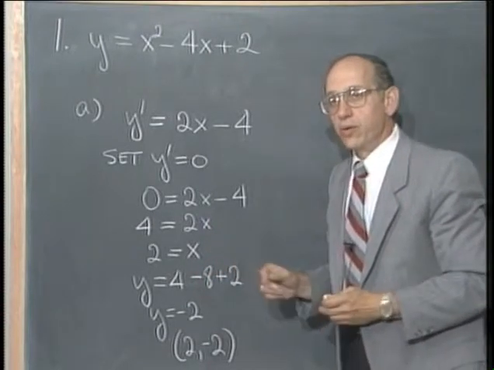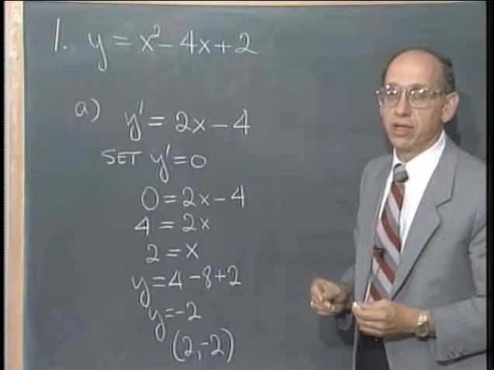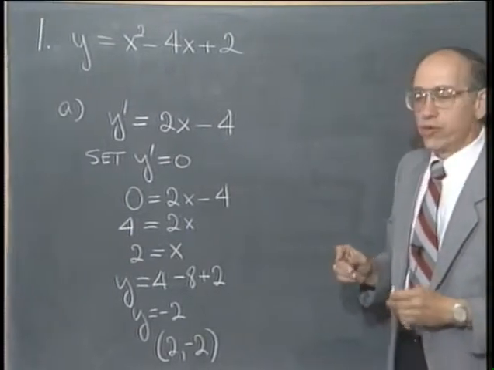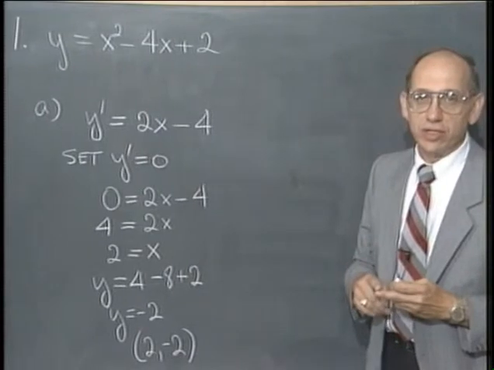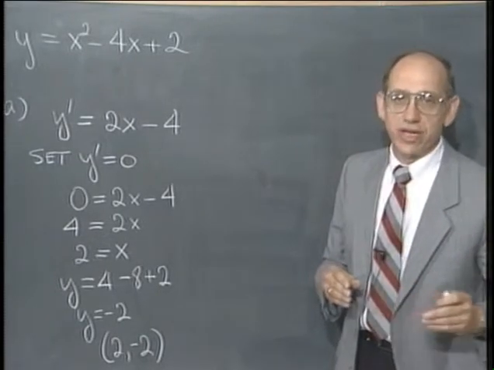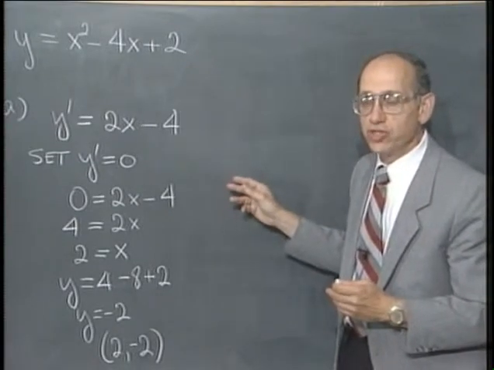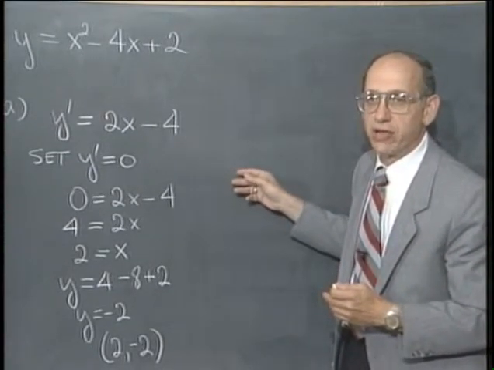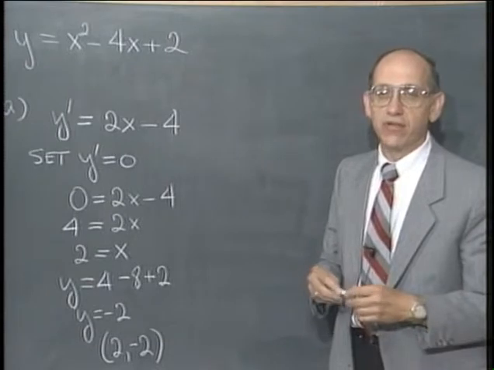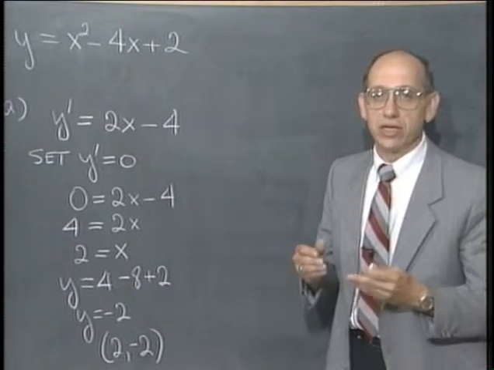In part B, we're asked to find those regions for which the function is increasing and those for which it's decreasing. Well, what do we know? The derivative of a function tells you the slope of the tangent line to the curve at any point. If the slope of the tangent line is positive, that means that as you go from left to right, you're going up. In other words, the function is increasing. The y values are getting greater. If the derivative, on the other hand, is negative, that means the slope is negative, which means the curve must be going down as you go from left to right. In other words, y is decreasing.